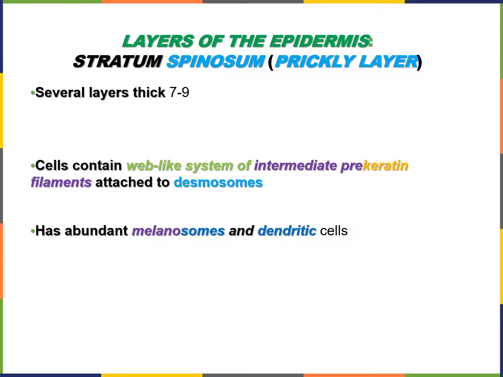The stratum spinosum, or the prickly layer, is about 5 to 10, 7 to 9 layers. Cells here contain web-like systems of intermediate prekeratin filaments attached to desmosomes. There are a lot of little bodies of melanin here, produced by the melanocytes in those melanosomes. And here's where you're going to find the dendritic cells as well.